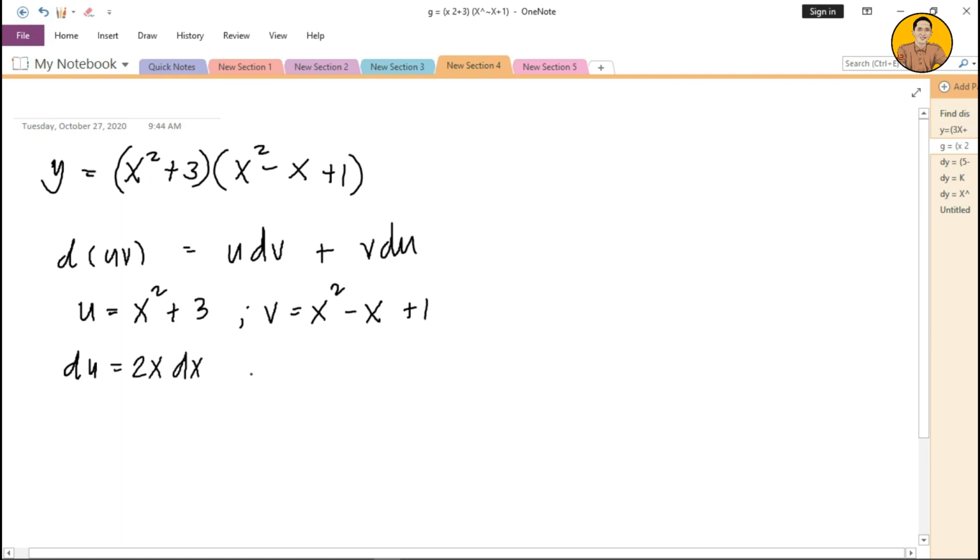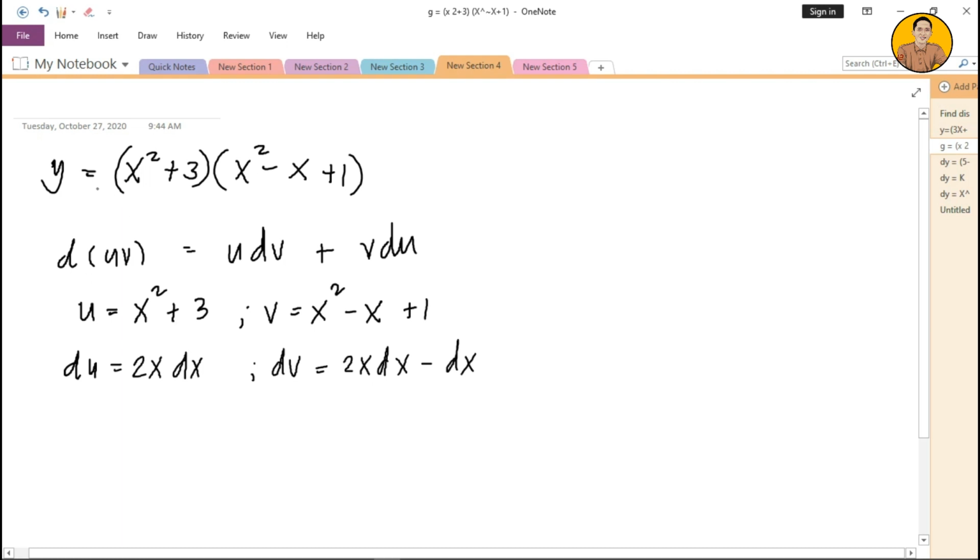Okay? Then we have here the derivative of v equals, so power rule again, 2x dx minus the differential of x. So the derivative of 1 here, this is a constant, so that is 0. So hindi na natin siya in-include. Now here, what we will do is we just substitute this into the formula.